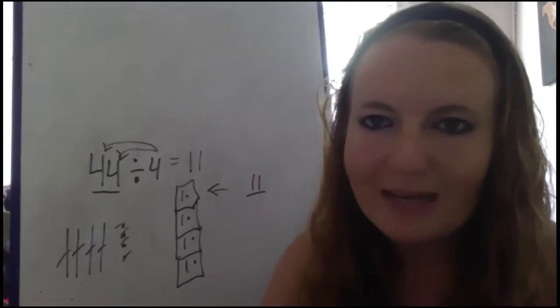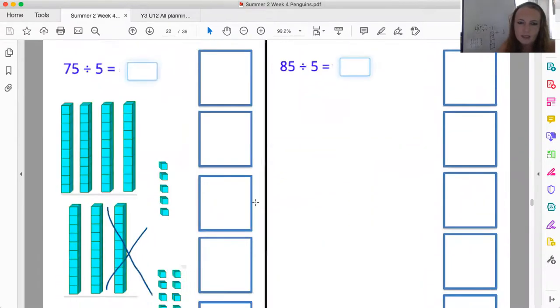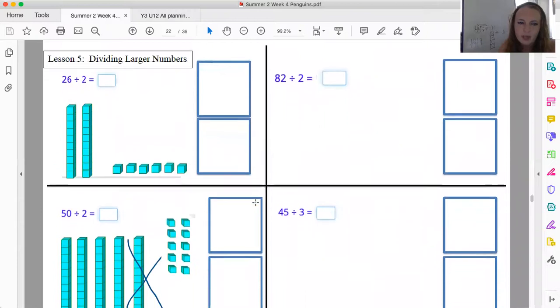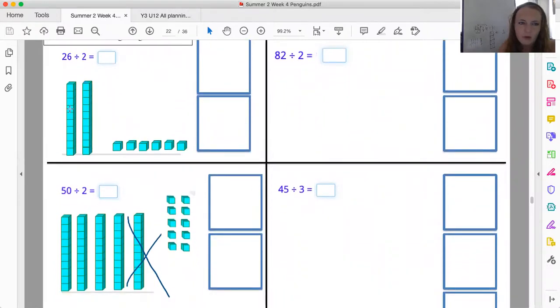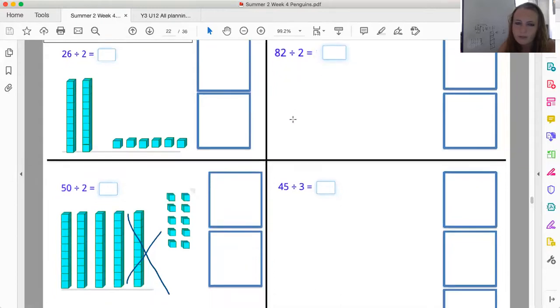Let's have a look at your packet now. So you can see here that we have quite a mixture of equations, and our lesson today is on 2 pages. Now, the first one I've shown you already, I've drawn out the dividend 26. So I've shown 2 tens and 6 ones, and I've already made your groups for you. So you have 2 groups. So all you need to do, remember, start with your tens, cross them out and share them equally into these 2 groups.